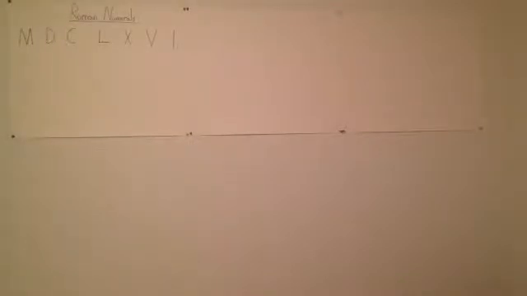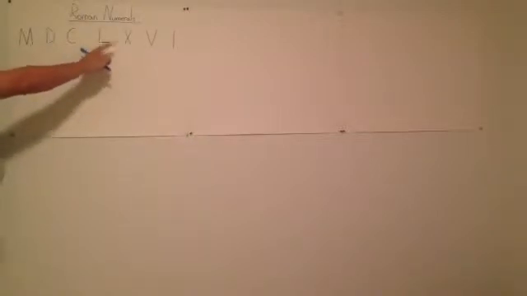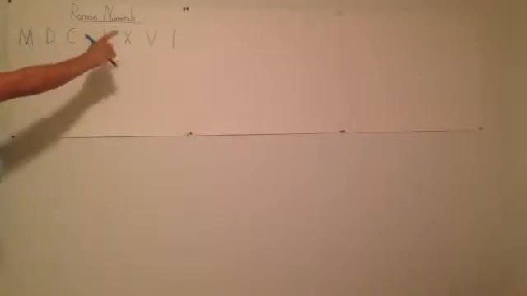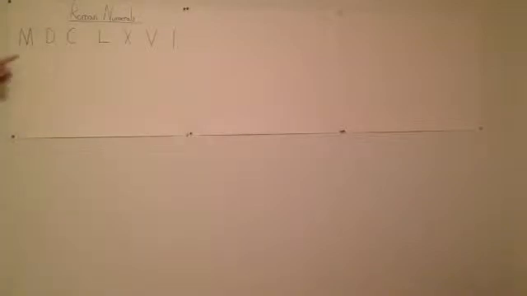Alright class, today we're going to be learning about Roman numerals. In the Roman numeral system, there are 7 symbols. There's the M, the D, the C, the L, the X, the V, and the I. Each symbol represents a number in our number system.